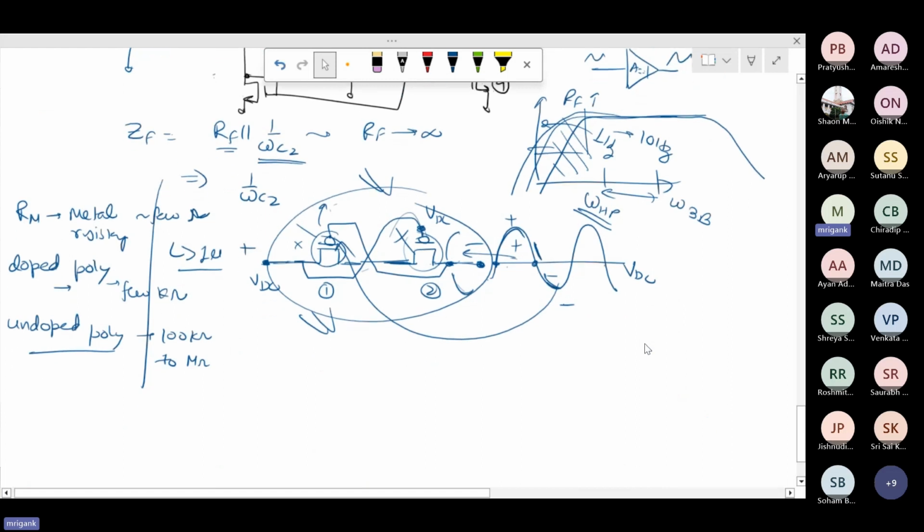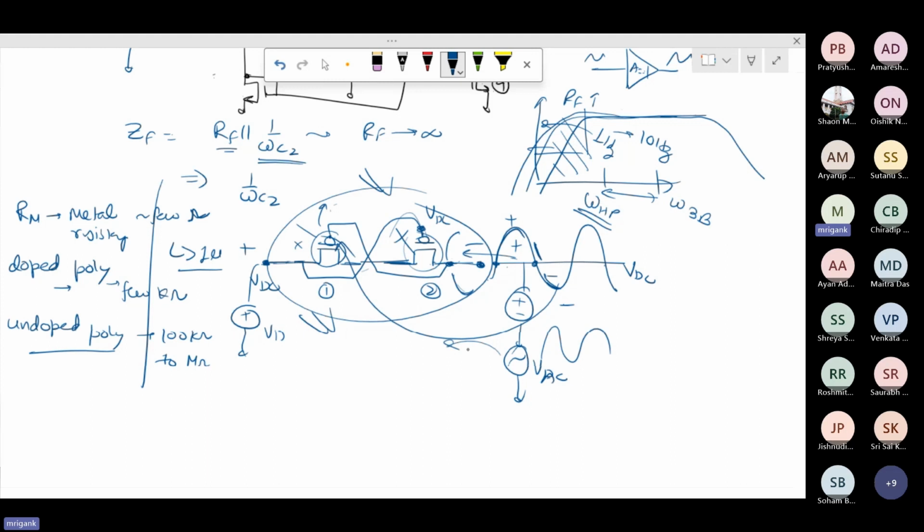So one way is either you directly put it in the circuit, or you can estimate the small signal resistance by putting a DC value, VDC, plus an AC value, VAC, over here, and then measure the AC current. That way you can estimate the small signal impedance going from one terminal to another terminal. Otherwise, you can also put it in series with a capacitor and see what cutoff frequency is coming. So both ways you can use to estimate what resistance you are getting.